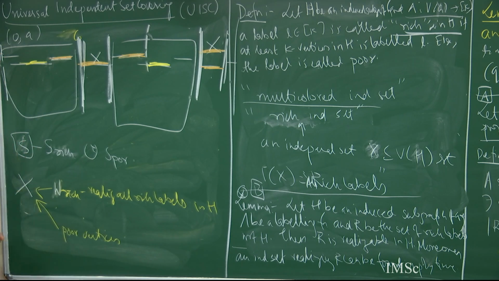So, guessing which poor vertices will come from a specified X? No, that's too many. The number of poor vertices is k square, but your independent set could be containing root k vertices. So I cannot guess that. That's too many. I'm not guessing. This is the point, right?